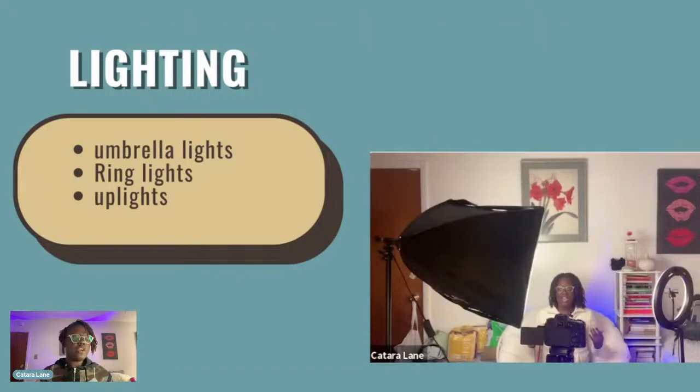The next is lighting. So whether you're on a phone, on a computer, or whether you have a camera, you're going to need some type of lighting to make up for the lighting that you don't have. So it's best to have at least one type of light. There's umbrella lighting, and this is how I do it in my room. There are umbrella lights, ring lights, and up lights. Up lights are the lights that give the color that you see in the background. The umbrella lights, I usually have one, and then I also have a ring light on the side.